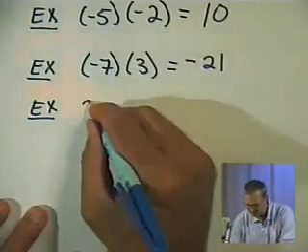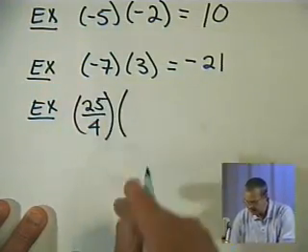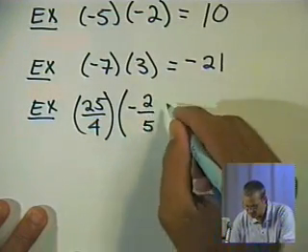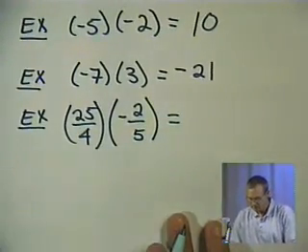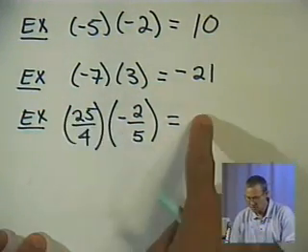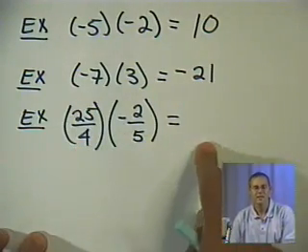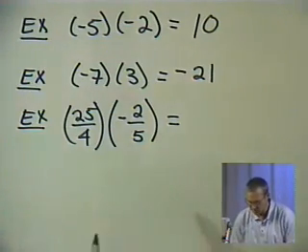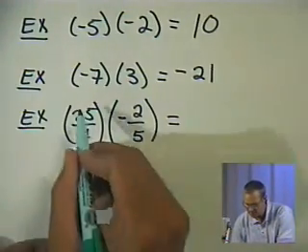How about 25/4 times, how about a -2/5? Okay. Well, let's remember way back when we multiply fractions, we can certainly multiply straight across. I can multiply the numerator straight across, multiply the denominator straight across, then I can reduce. But if we remember, there's always an easier way to do things if we can find the right way. Remember, we can cross-cancel diagonally.